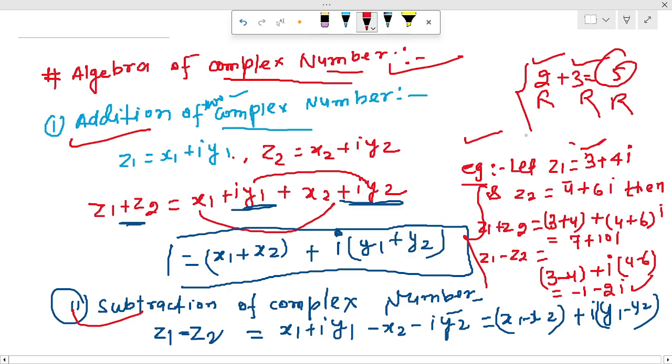Similarly, you can study multiplication and division of complex numbers. Okay, I hope you understand this part. I will continue this topic.